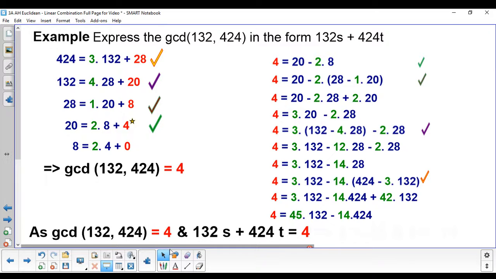Okay, so the greatest common divisor was 4, and you were to write it in this format. So it means that 132s and 424t should equal 4. So you have then associated it with this because that equals 4, because what you've done is started from here and managed to manipulate it back into the 2 numbers you needed. That means what is beside 132 is worth s, which is 45, and t must be minus 14. Watch your signs.